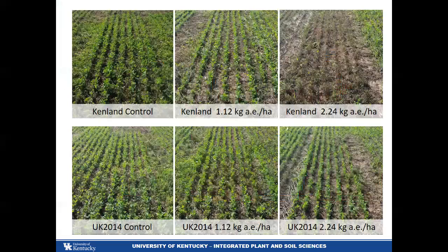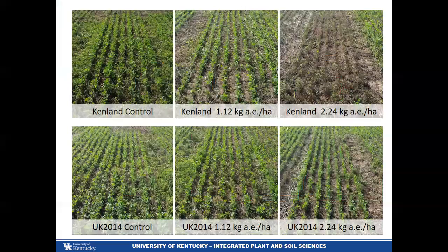So here we have an illustration of that. What you can see here is that the top is the sensitive line, Kenland. At the bottom, UK, the tolerant line. From left to right, you have increasing rates. So Kenland control and UK control, you can see that the lines are very full. And there are still some weeds because there is no herbicide application on these plots.